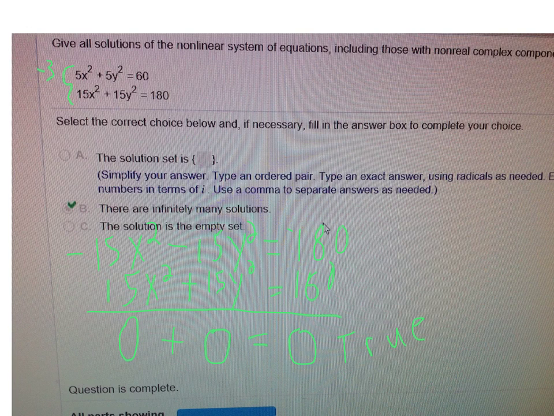And anytime you end up with a true statement, it just means one of them's a multiple of the other. And there's infinitely many solutions. You know, any ordered pair that works in one will also work in the other. It's a circle, radius square root of 12.